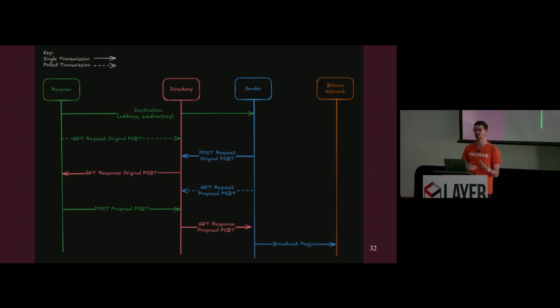So really the only thing that's added here is the Payjoin directory, the untrusted third party, right? And these polling GET requests for each side. So now they can go offline in between steps, and when they come back online, they can check if the PSBT, or the next PSBT in the step, has been created and communicated.